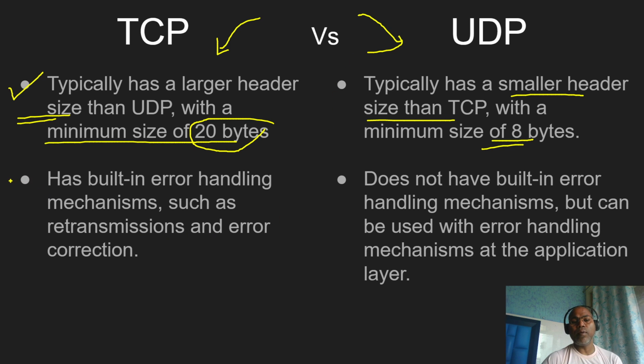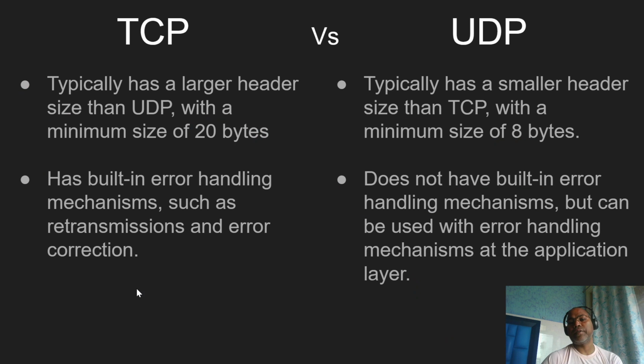TCP has a built-in mechanism for handling errors, failures, and transmission. UDP has no such built-in error handling mechanism. There is just one thing: if any packet is lost or corrupted, UDP is going to discard it.